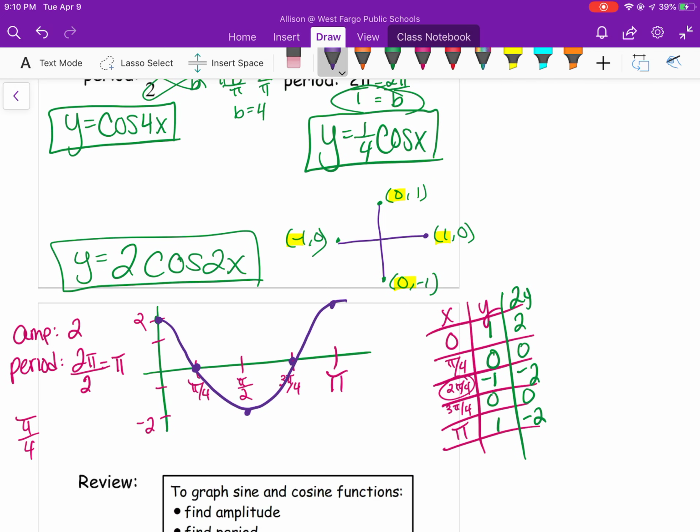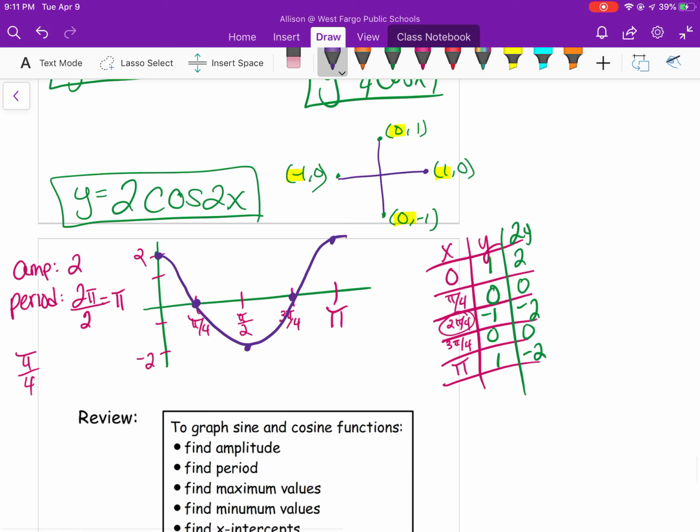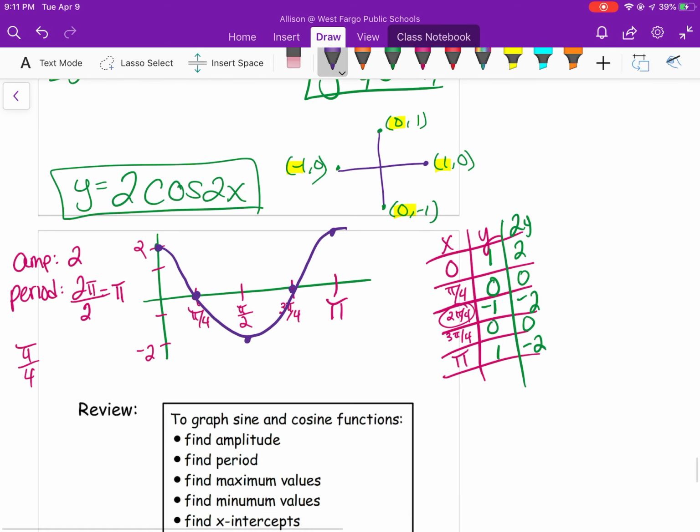Okay, so hopefully that was helpful. Follow the unit circle, identify your key features, divide your graph into fourths. That's what you're counting by. Max values. All right, good luck.